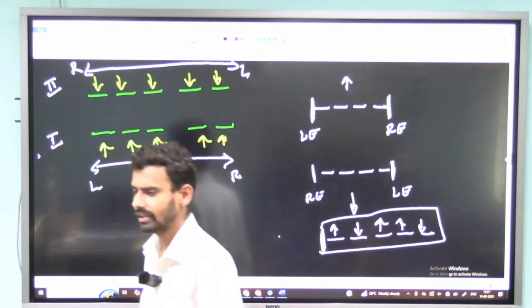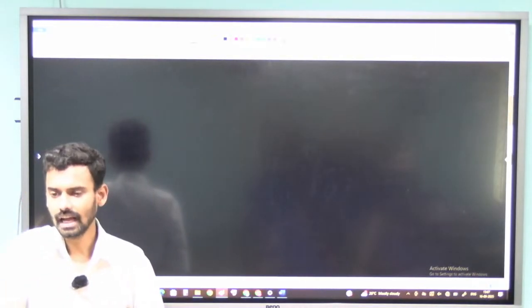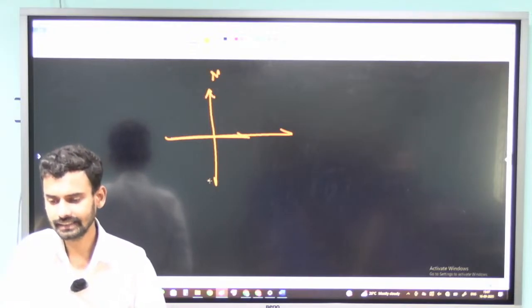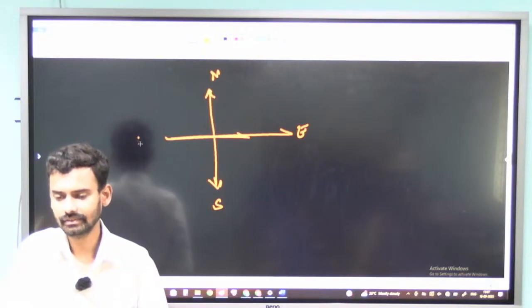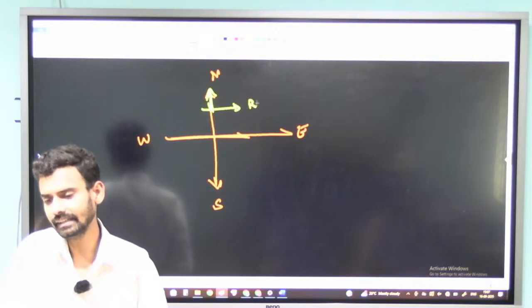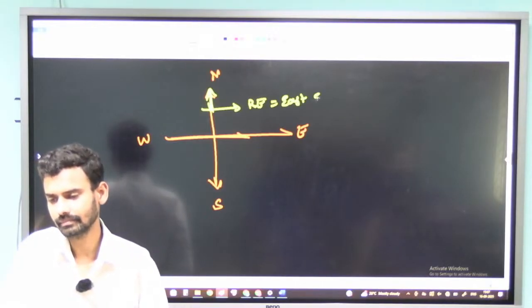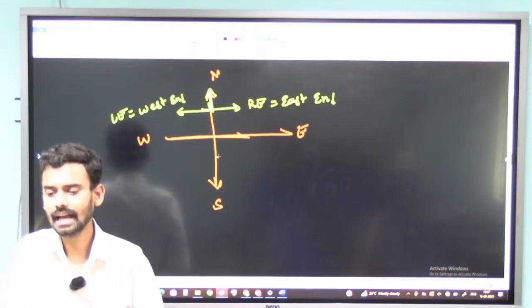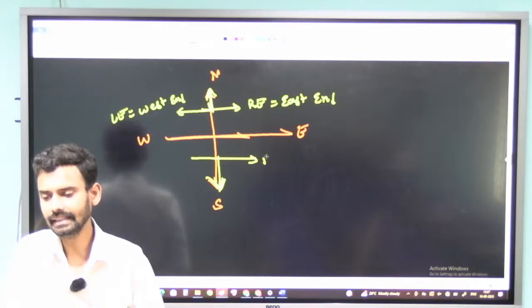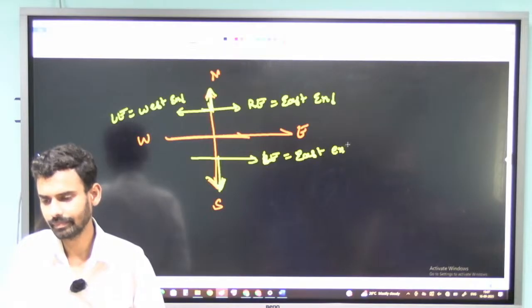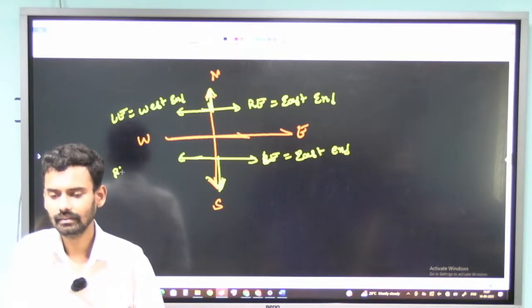But if we observe one more thing here, as we know from the directions, if this is north and this is south, this is east and this is west. If people are all facing north direction, then my right end will become the east end and my left end will become the west end. And when I am facing south, my left end will become the east end and the right end will become the west end.